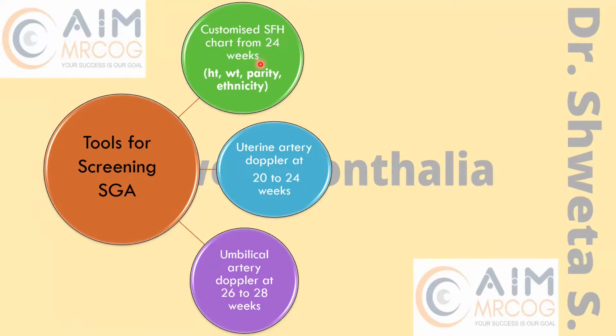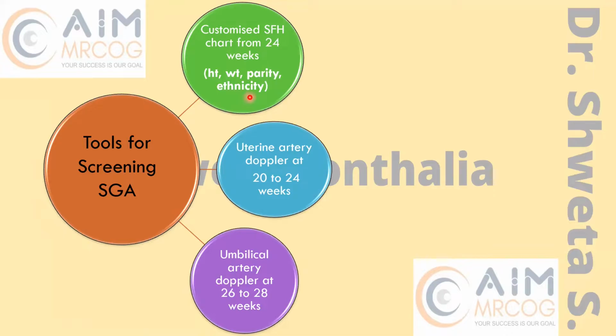The weeks of gestation are also very important in SGA, because in the options they will give you 24 weeks, 22 weeks, 20 weeks, 28 weeks, whatsoever. So you have to memorize that it is from 24 weeks. Customized SFH chart from 24 weeks is what you are looking for. Height, weight, parity, and ethnicity are the customization factors.